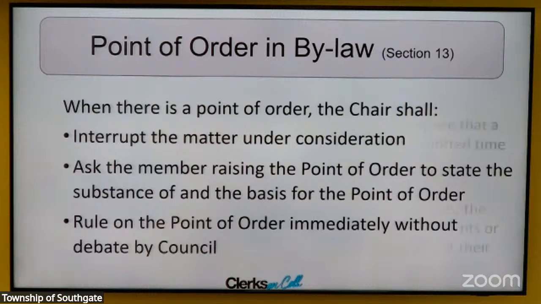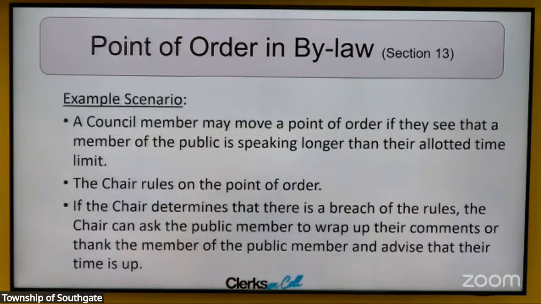And so we just thought we'd give a sample scenario just to show how this can be used during a meeting. So a member of council may move a point of order if they see that a public member is speaking longer than their allotted time. There is no seconder in this case, and the chair rules on the point of order. If they determine that there's a breach of the rules, the chair can ask the public member to wrap up their comments or to thank the public member and advise that their time is up.